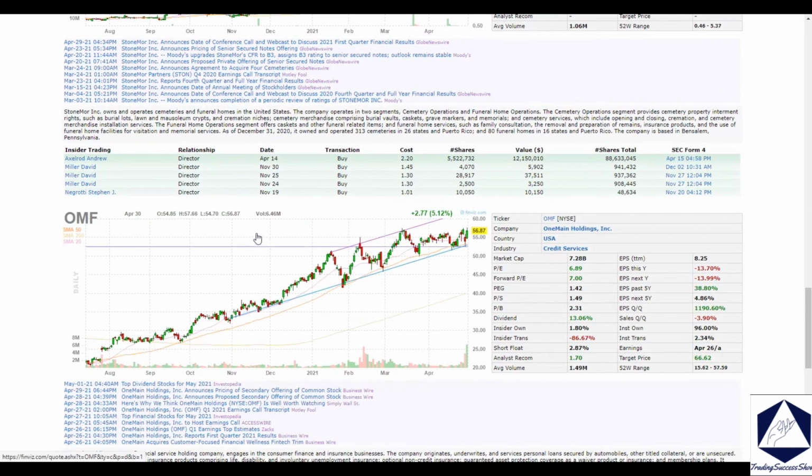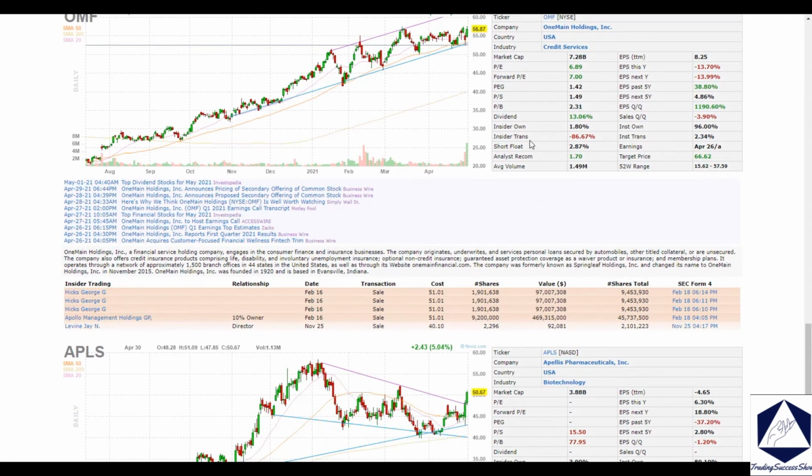Okay, next is OMF. This one has been consolidating around this top level for a while now. It's like a 52-week high. So keep an eye on this one. If we break the $57, $58 spot, we should push higher. Volume is good, so I'm expecting this to gain momentum come Monday. Also, it's a dividend stock. They pay about 13.06%. Institution transaction is 2.3%, institution owned is 98%. So overall, keep an eye on that OMF.